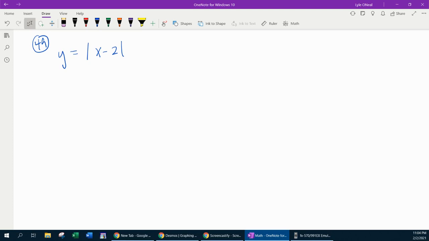This equation is an absolute value equation. And so the shape of an absolute value is always a V. Just remember that V is for value, okay? Absolute value makes a V, and sometimes that V can be upside down, but the main thing to remember is that an absolute value graph makes a V. And so that means that this graph is also going to have symmetry, like the parabola.